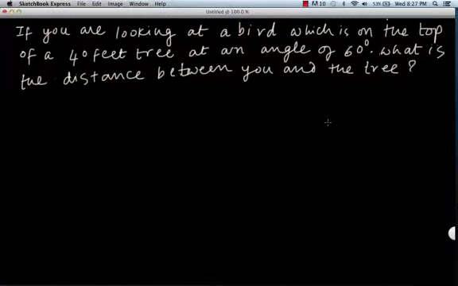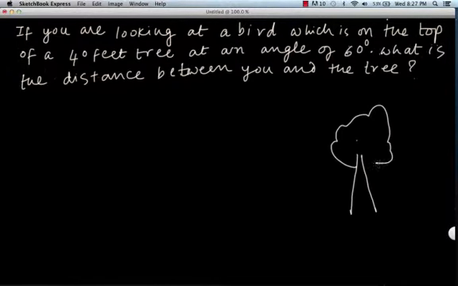Let us look at another problem. If you are looking at a bird which is on the top of a 40 feet tree at an angle of 60 degrees, what is the distance between you and the tree? So let's draw it. So let's first draw a tree. And you are looking at a bird which is on the top of the tree. So the height of the tree is 40 feet.